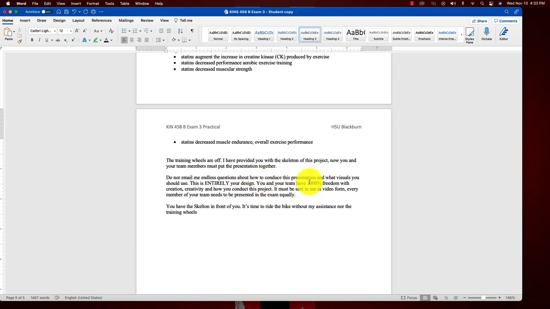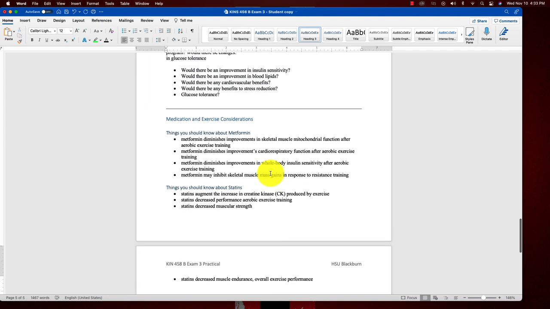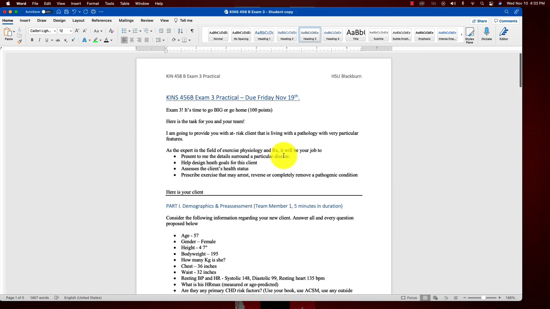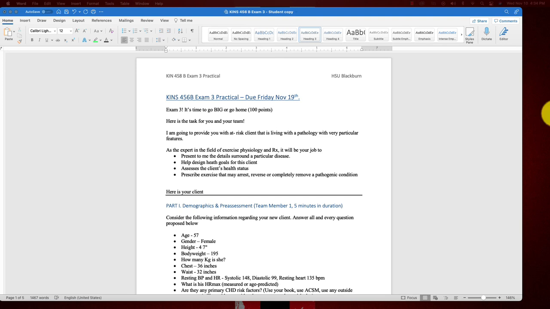You guys have 1000% freedom, creation, creativity in how this project goes. So that is your exam 3, and this will get you ready for exam 4, which will be very similar to this because now we are applying our knowledge. I've been giving you guys scenarios. I've been giving you guys lectures on the disease, but now we have to apply it so that we know how to apply it in the real world, whether that is going to be at a gym or at a hospital or at a clinic. We need to know how to do it.